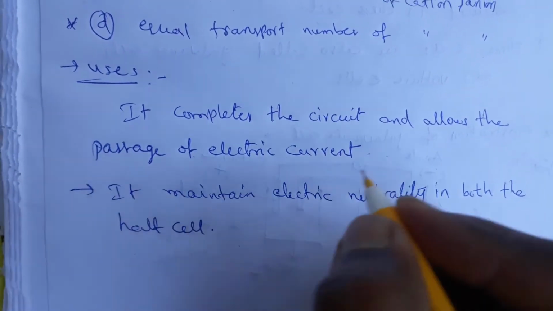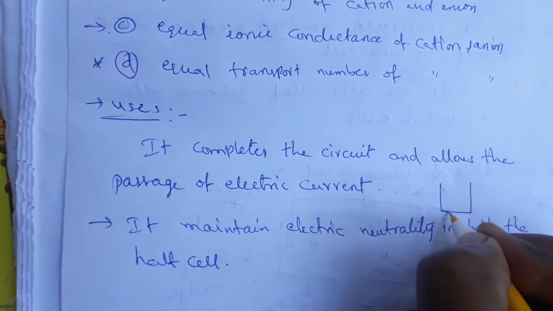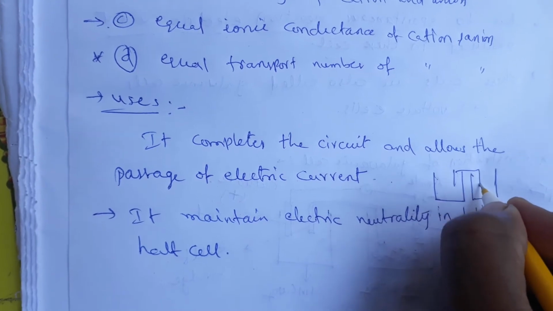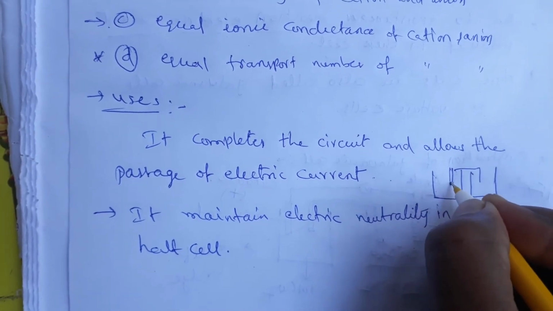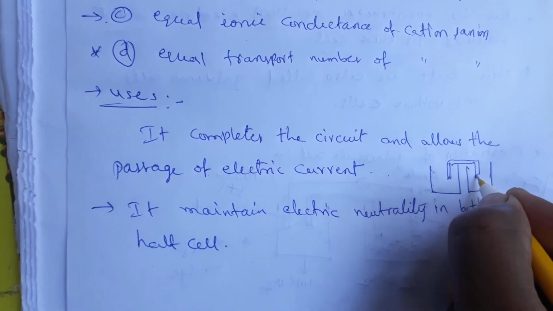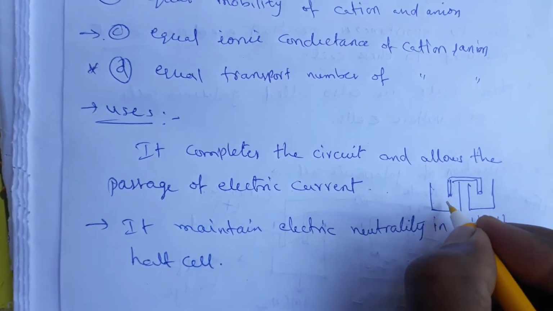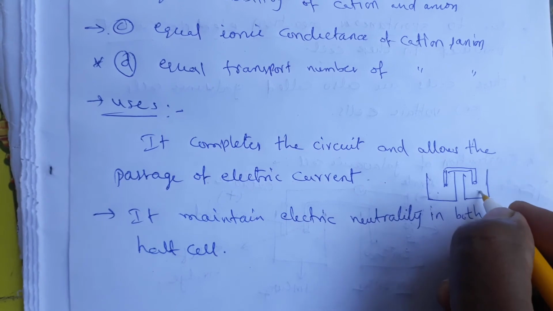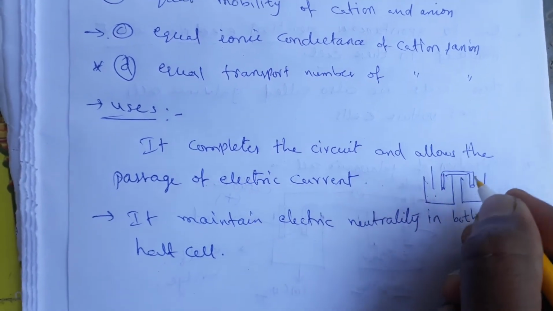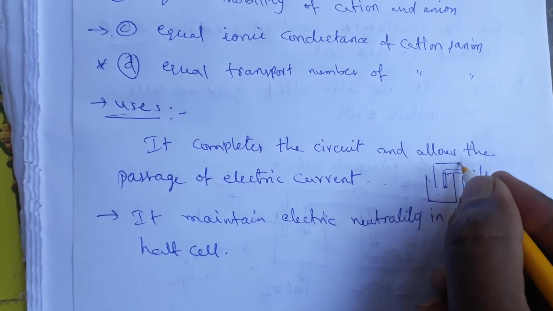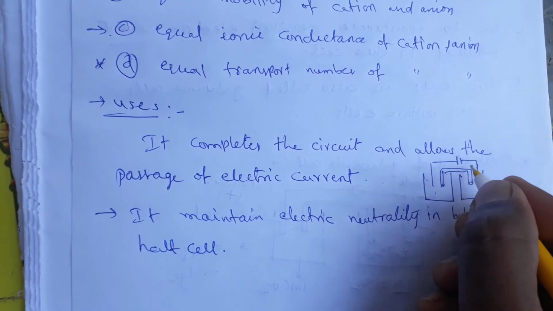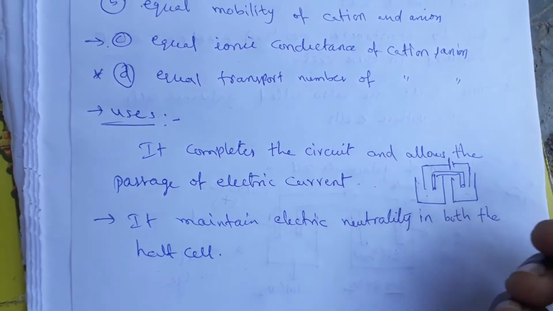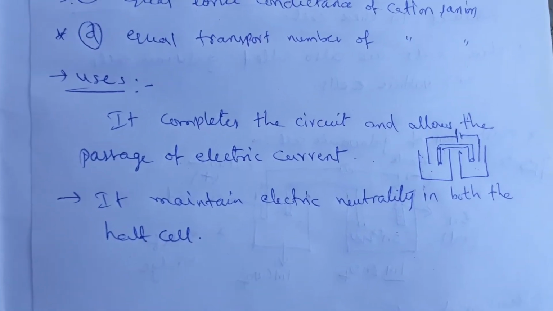So that means if I have two half cells, so that is one half cell and then there is another half cell, it maintains the electric neutrality, meaning there are no cations or anions higher or lower here. If the cations are higher here, then immediately it maintains the anions higher here, and it maintains the neutrality of the solutions. So this is about the salt bridge.